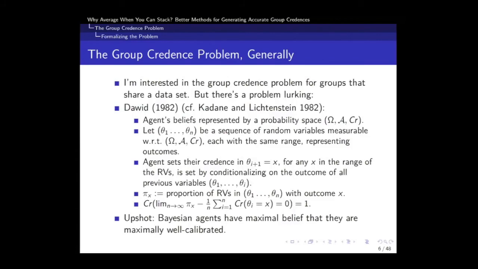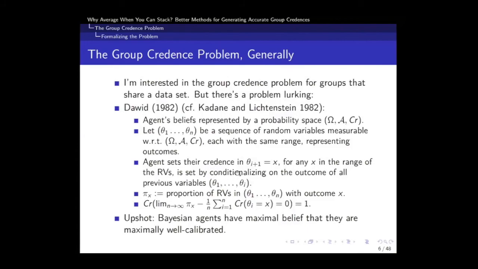So I'll explain a little bit about how this goes. We suppose again that the agent's beliefs are represented by this probability space. Then we have a sequence of random variables, theta 1 through theta n, each measurable with respect to that probability space, each with the same range representing outcomes. This represents a series of repeated observations of some system under study, where these random variables each take a value that denotes the state of the system at that particular observation.